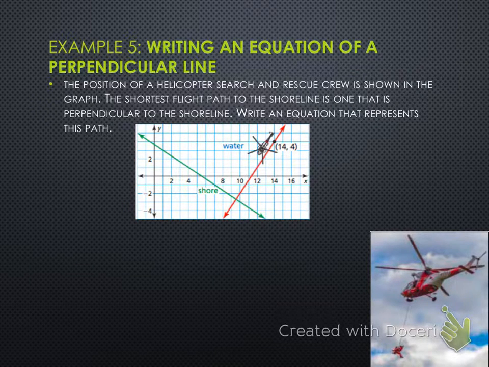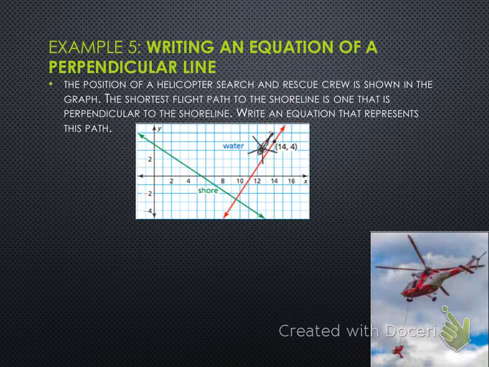Let's look here at some graphs. The position of a helicopter search and rescue crew is shown in the graph. The shortest flight to the shoreline is one that is perpendicular to the shoreline. Write an equation that represents this path. First, you need to understand the problem. You can see the line that represents the shoreline. You know the coordinates of the helicopter. You are asked to write an equation that represents the shortest flight path to the shoreline.